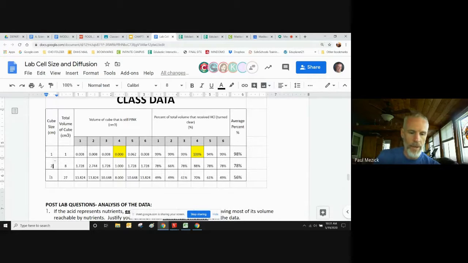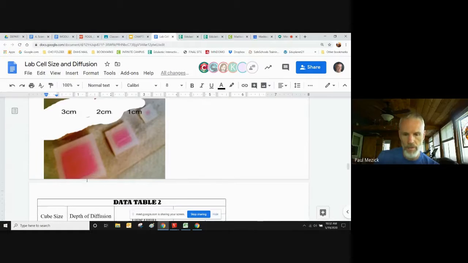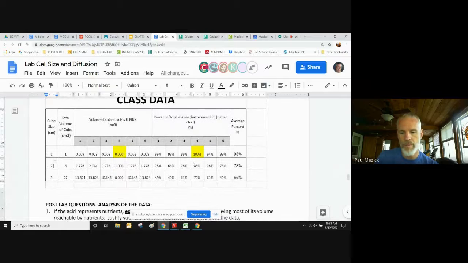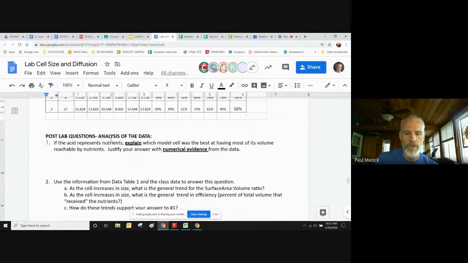Yes. So now I go to number 3, and it says it's about 50% or so. And so when you look at this, whether it's 50% or not, do we still agree that this one received the least amount of nutrient? I would say yes. And that's what this data table is showing you, but it's just doing it on percentages. That's all. So based on that table, at some point in the week, you'll get to the post-lab questions.